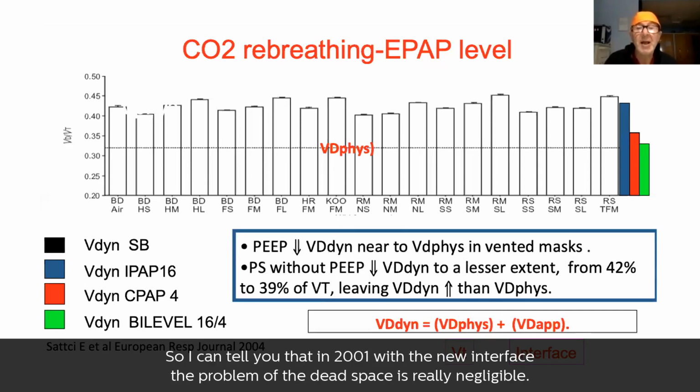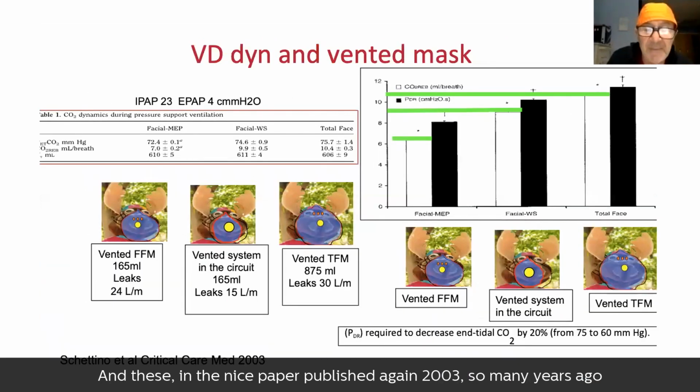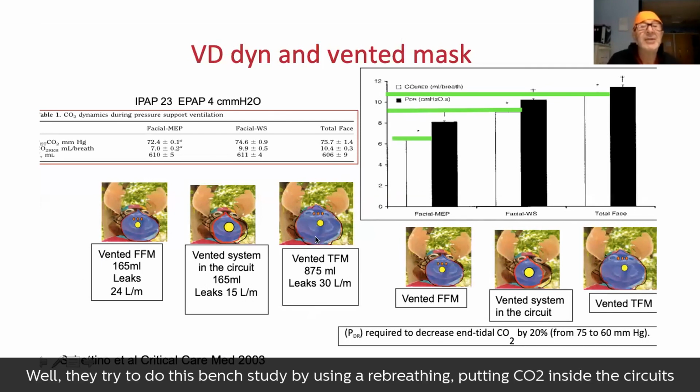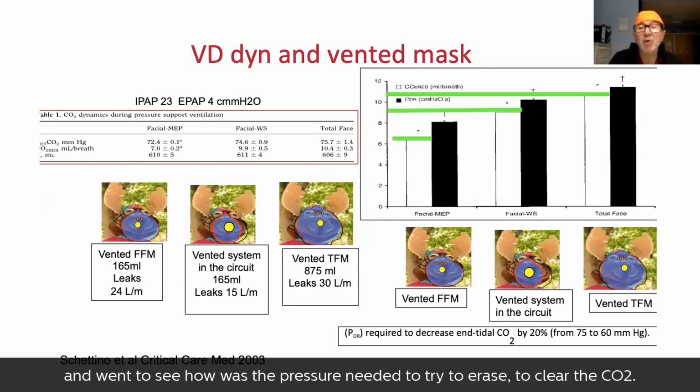So I can tell you that in 2001, with the new interface, the problem of the dead space is really negligible. And this is in the nice paper published again 2003, so many years ago. And this was just a bench study that was comparing 3 types of interface, 2 small full face masks and a total face mask. Well, they tried to do this bench study by using a rebreathing model, by putting CO2 inside the circuits, and went to see how was the pressure needed to try to clear the CO2.